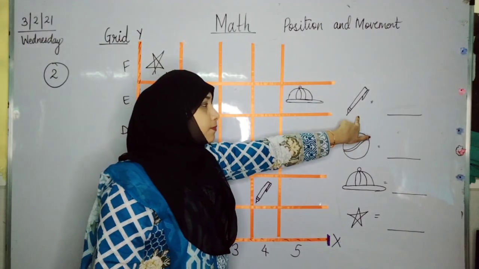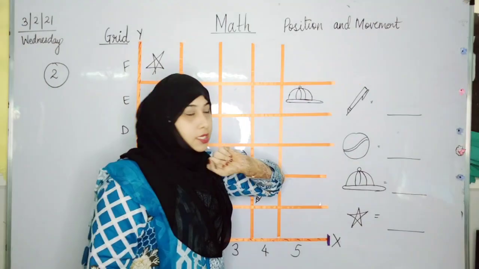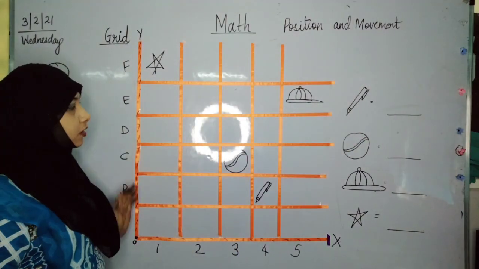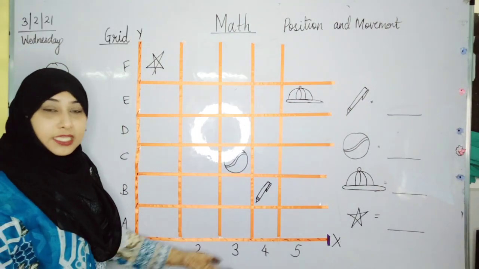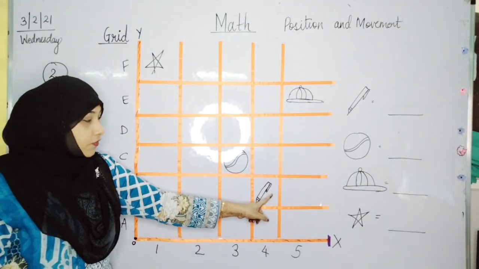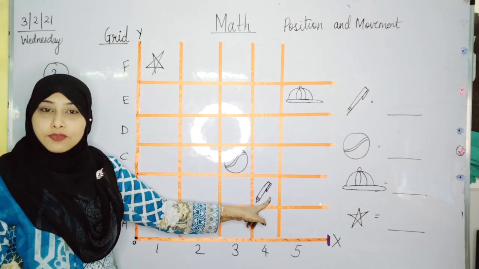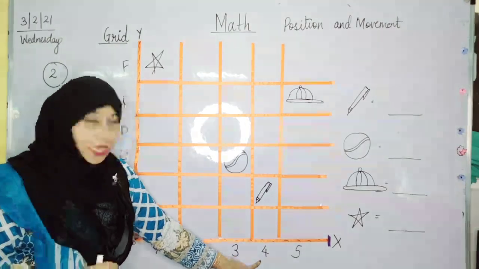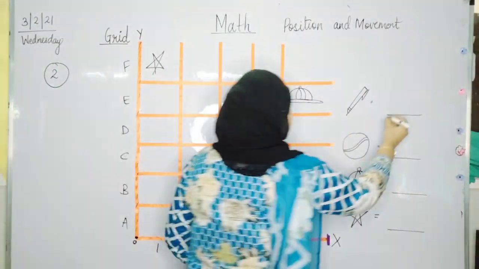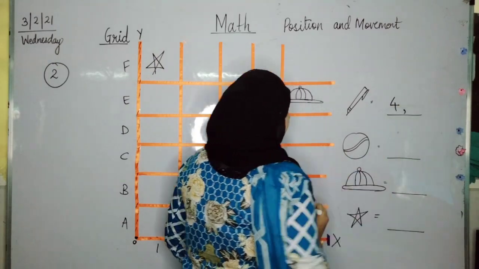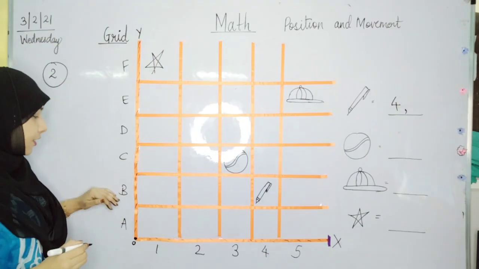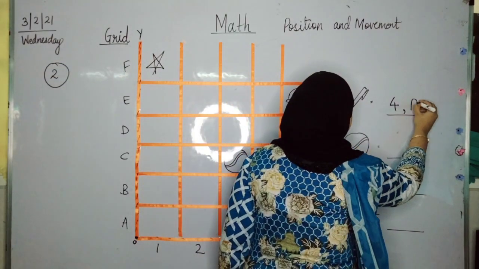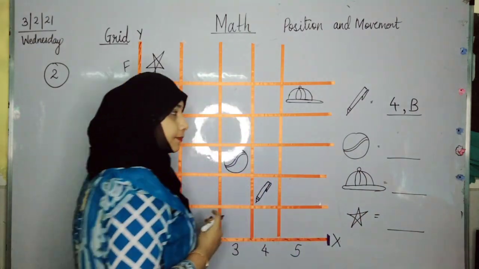So the first object is a pen. We have to find the position of the pen. Can you locate the pen here? Where it is? Yes, it is here. We need to find the position of this pen. What we will do, we will first see the x-axis. The pen, we come down, it is 4. So we are going to write 4 over here. Later, we see the y-axis. And what is here? It is a B. So the position of the pen is 4B.